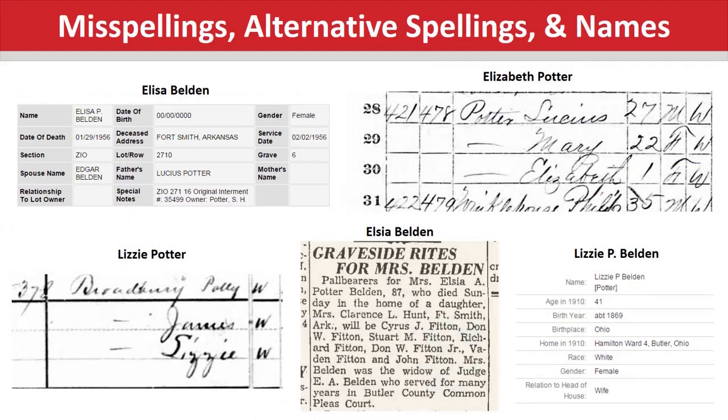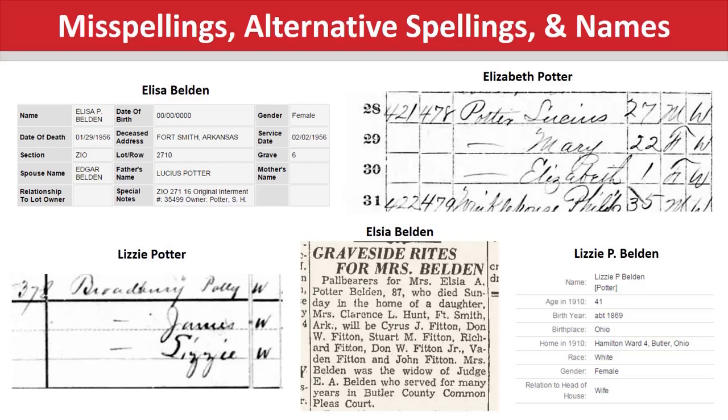So misspellings, alternate spellings, and names. This is something that will drive you crazy when you're doing genealogy. As you can see here, we have the name Alyssa Belden. We have Elizabeth Potter, Lizzie P. Belden, Elsia Belden, and Lizzie Potter. This was all the same person. She went by different names at different times. She was married, so her maiden name changed to her married name. You find this a lot, especially the misspelling part.